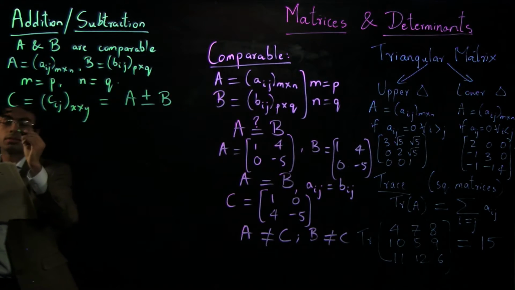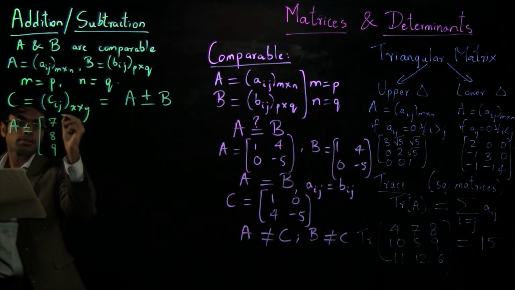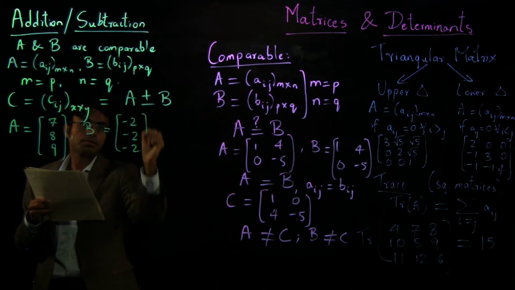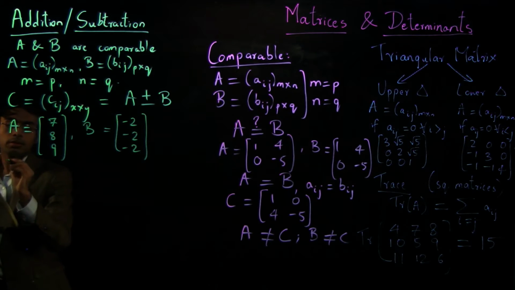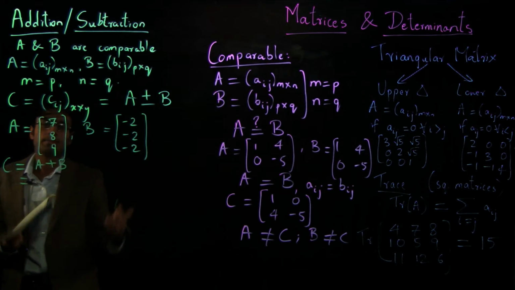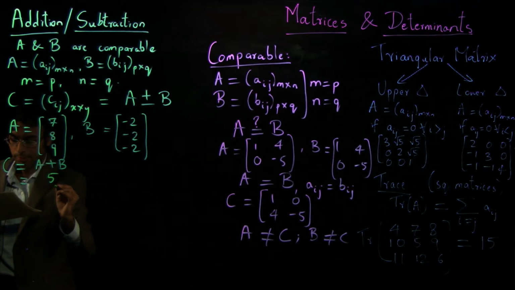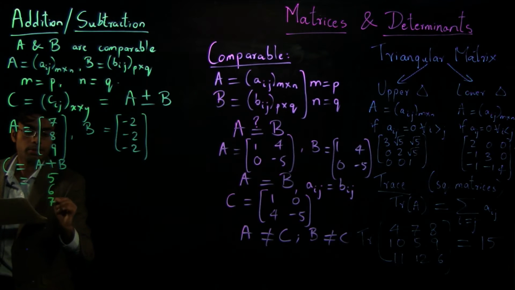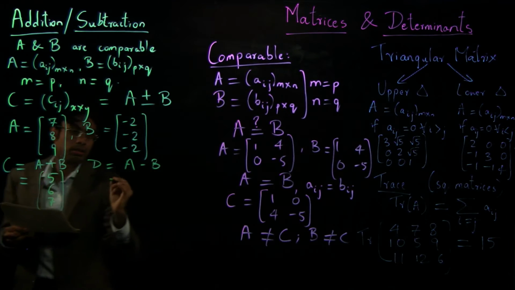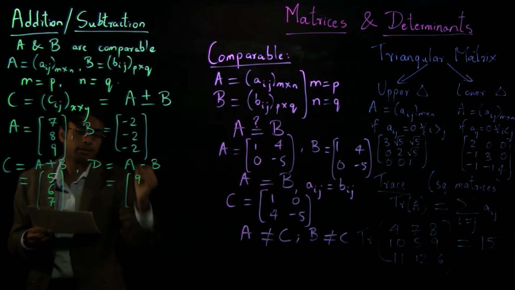So let's take an example. If A is 7, 8, 9, for example, and B is minus 2, minus 2, minus 2, then if we try C equals A plus B, you simply add the elements on an element by element basis. So 7 minus 2 would be 5, 8 minus 2 would be 6, and 9 minus 2 would be 7. And if you want to do D equals A minus B, then that would be 7 minus minus 2, so that is 9, and 10 and 11.